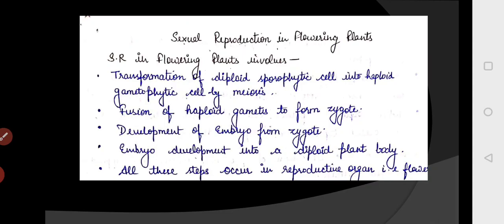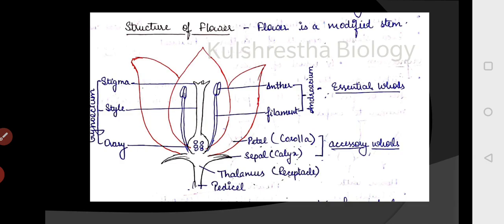Now let's learn about the parts of flower. What is a flower? Flower is nothing but a modified stem, or we can say modified shoot. You know the plant has a root part and a shoot part. So flower is nothing but the modified shoot, or we can say condensed shoot. The flower is specialized to carry out sexual reproduction.